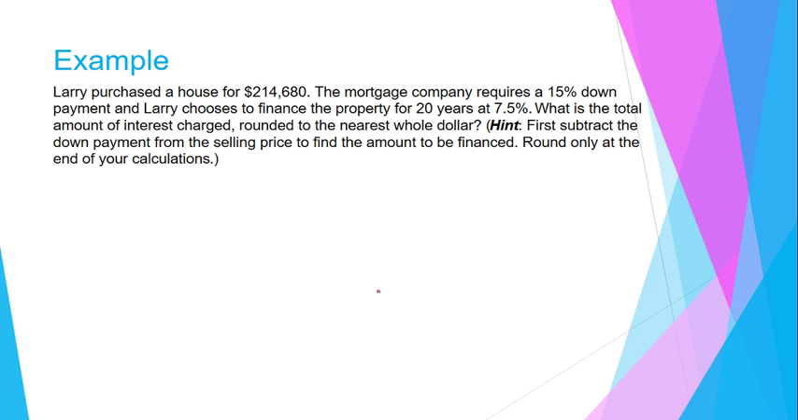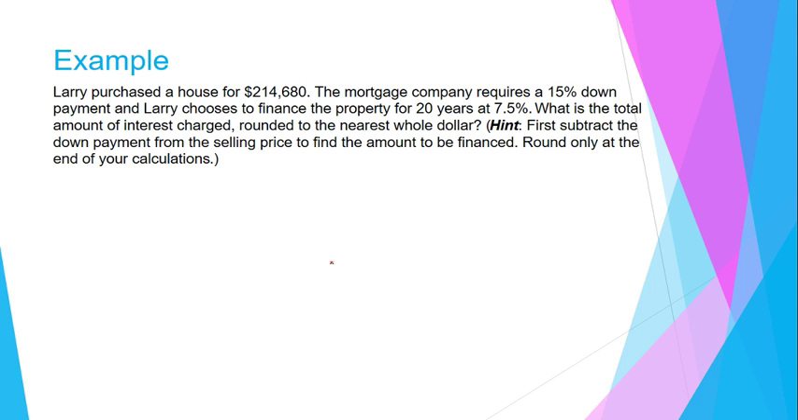So here's an example. Larry purchased a house for $214,680. The mortgage company requires a 15% down payment, and Larry chose to finance the property for 20 years. That means he wants to take out a loan for 20 years at an interest rate of 7.5%. So we want to know the total amount of interest charged, rounded to the nearest whole dollar. Looking at the hint, it says first subtract the down payment from the selling price to find the amount financed.